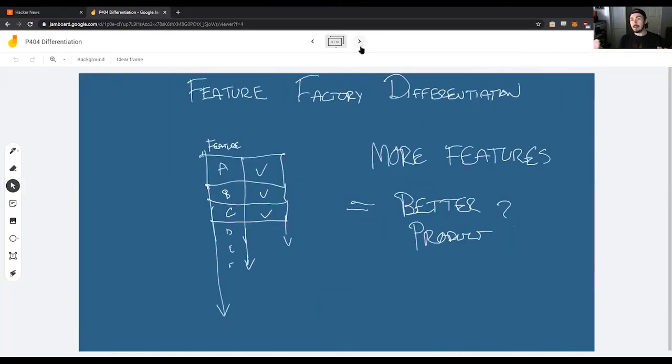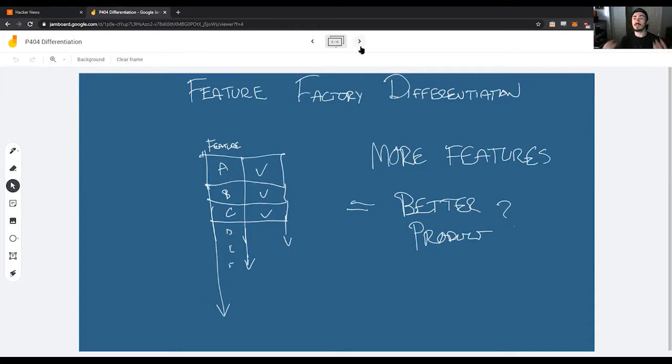So what does this sometimes turn into? This is kind of an anti-pattern. This is what we call feature factory differentiation. And you see this very often. It's not that it is ineffective, it's just certainly not the best strategy for delivering a product, because ultimately what you're doing is bloating your product. So I guess I got to go into this a little bit more than just saying feature factory differentiation. What is a feature factory, right?